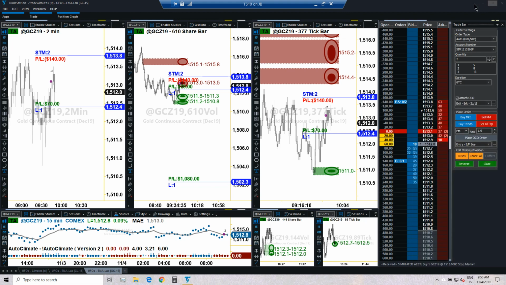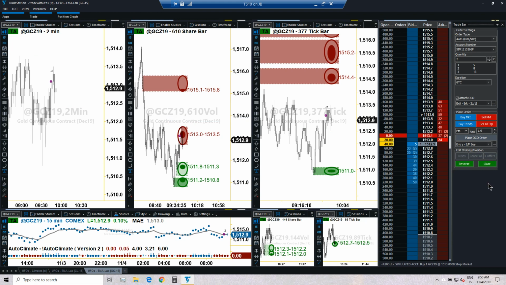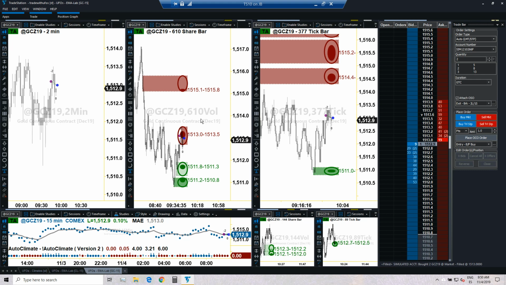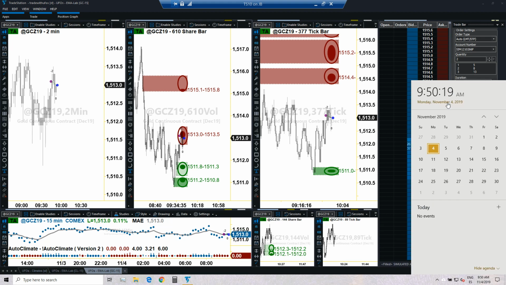Okay, here we go. It's the time stop time, so we're gonna close this trade. Okay, so we're out of the gold trade with a little bit of profit. Okay, good. So we went in and out. And now what else do we have? So we're gonna wait until the clock ticks.